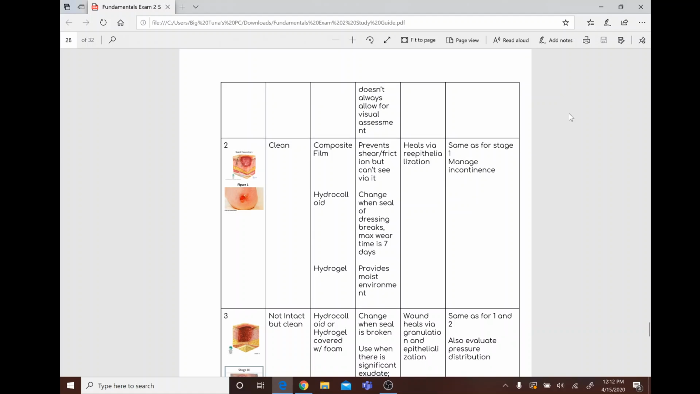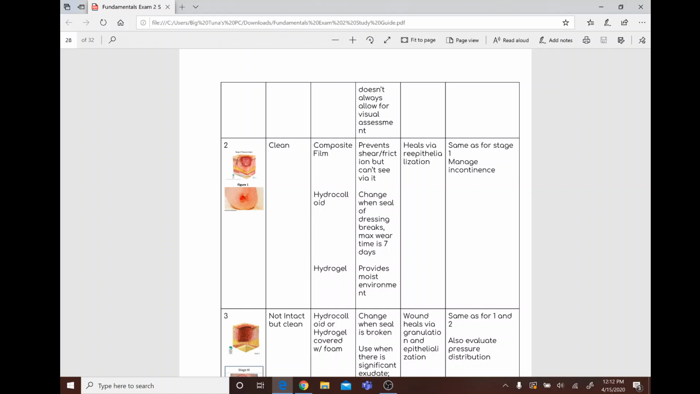All right, stage 2, what is the status of that one? Clean. What dressings are used for stage 2? Composite film, hydrocolloid, hydrogel. Why would we use a composite film? Prevents shear and friction but can't see it. Why would we use a hydrocolloid dressing? Change when the seal breaks. Max wear time is 7 days.